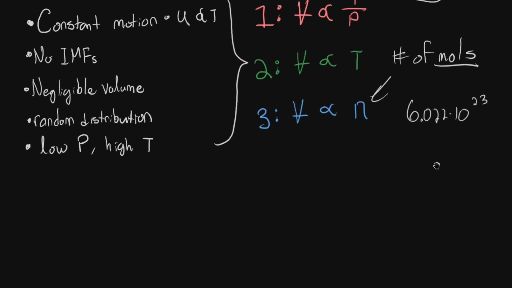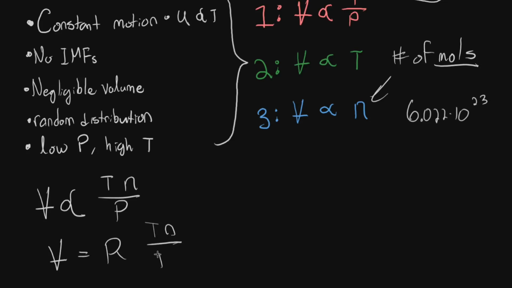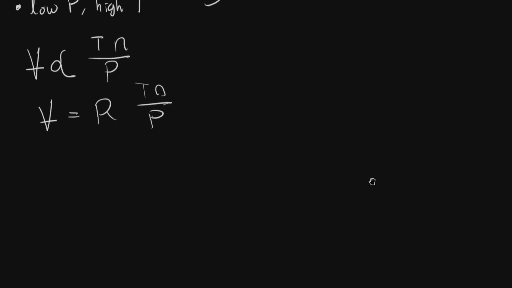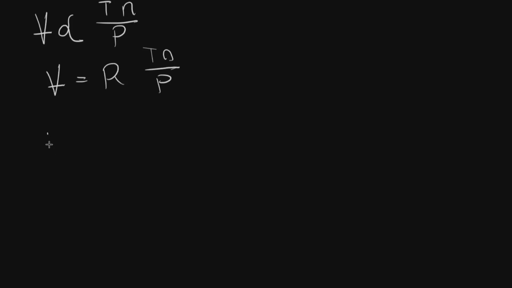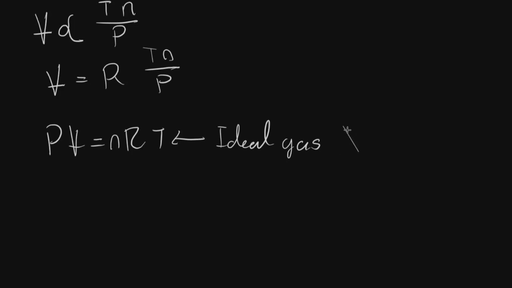So now if I combine all of these, what I'm going to get is that my volume is proportional to temperature and number of moles, and inversely proportional to pressure. This also means that my volume has to be equal to some constant we call R times Tn over P. And then usually you'll see this rearranged. We'll multiply over the P, and we'll write it as PV equals nRT. This right here is our ideal gas law. And this is usually how you'll see it written in a chemistry context.